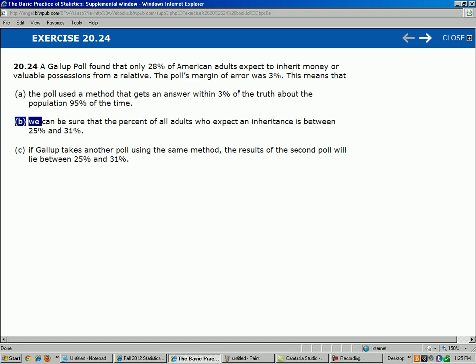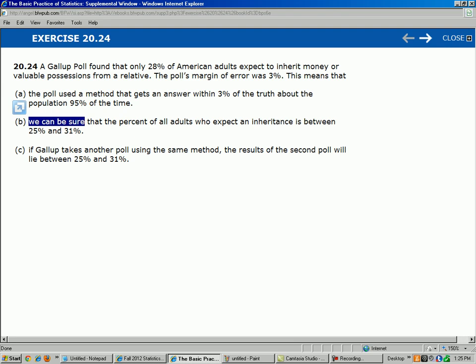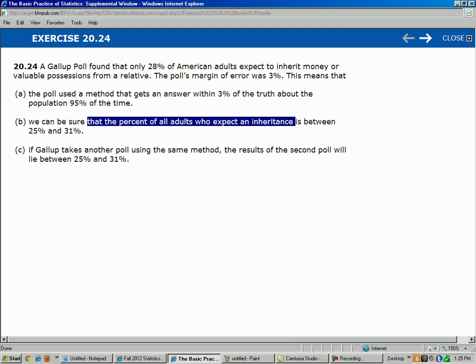Okay, B. We can be sure. Well, I can stop right there. In statistics, you're never sure of anything. So any sort of question that says you can be sure of something is never the right choice for any sort of multiple choice question in a statistics class. But let's go ahead and look at the whole question here. It says we can be sure that the percentage of adults who expect an inheritance is between 25 and 31%. So if you change that to we can be fairly sure, or we can be 95% sure that the percentage, then it would be right. But you cannot be 100% sure. You're only 95% sure that the real percentage is between 25 and 31.